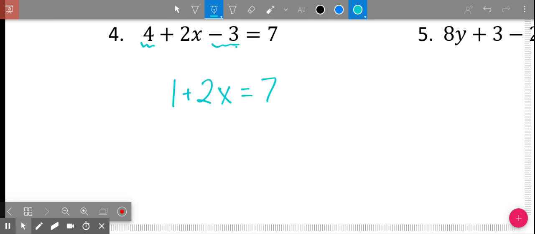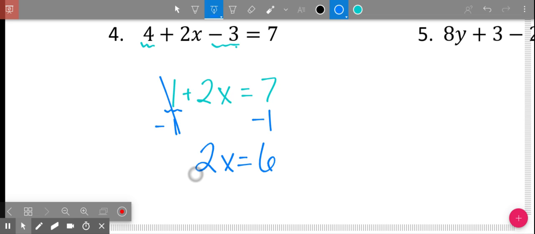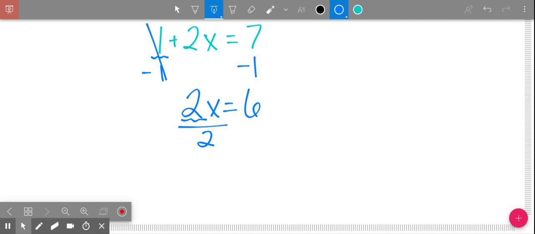Now it's just like the problems that we did yesterday. We need to start from the outside and work our way towards the variable, so we need to get rid of this 1 first. We're going to subtract 1 from both sides. The 1's will cancel, and I'll have 2x is equal to 7 minus 1 gives me 6. Now we're almost finished. We need to get rid of this 2 here. The 2 and the x are being multiplied, so we're going to divide out the 2, and I'll get x is equal to 3.